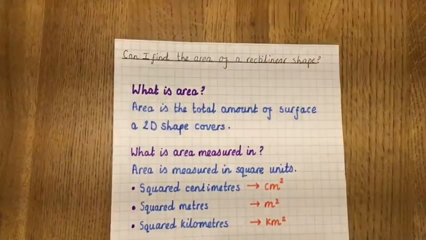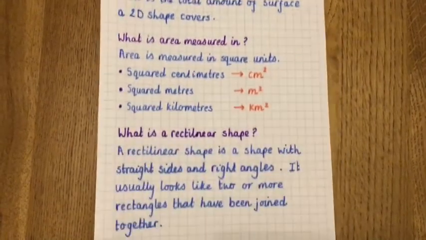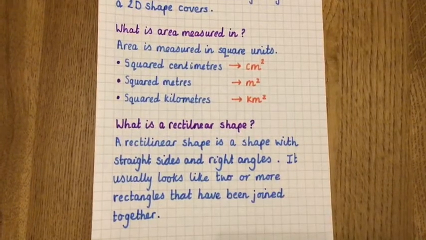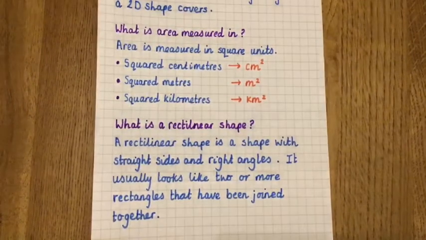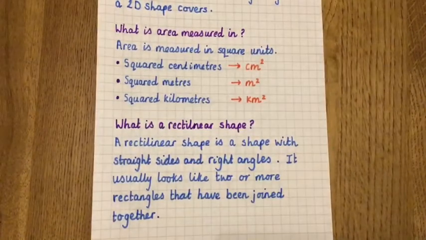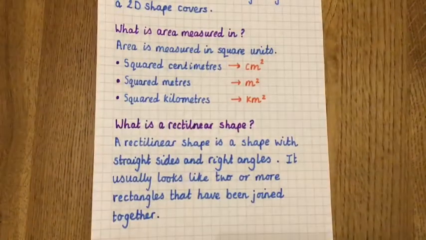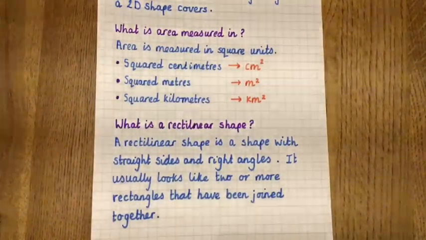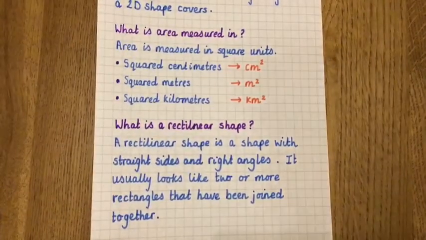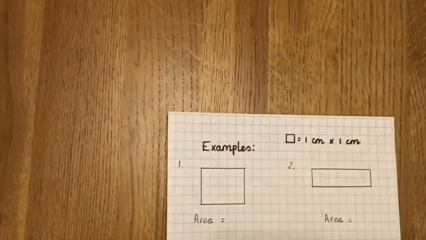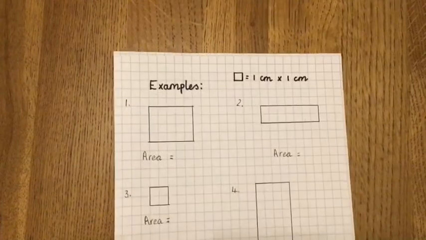And what is a rectilinear shape? Well, a rectilinear shape is a shape with straight sides and it also has right angles. It usually looks like 2 or more rectangles that have been joined together. Okay, I'm going to now show you some examples of how to work out the area.